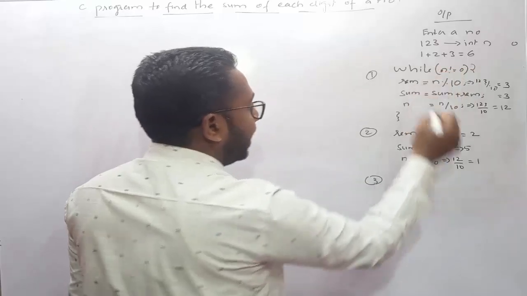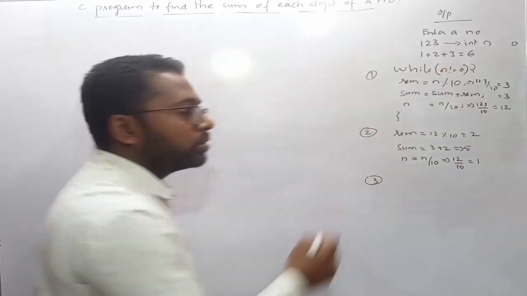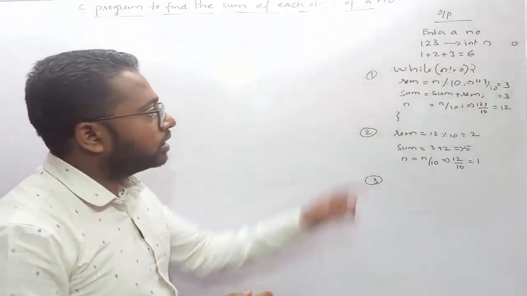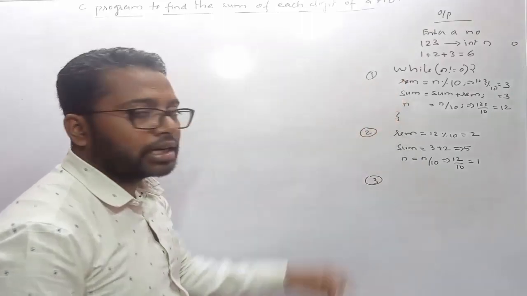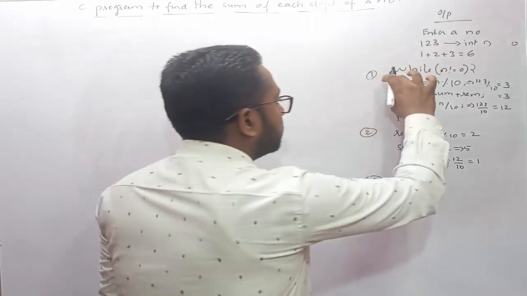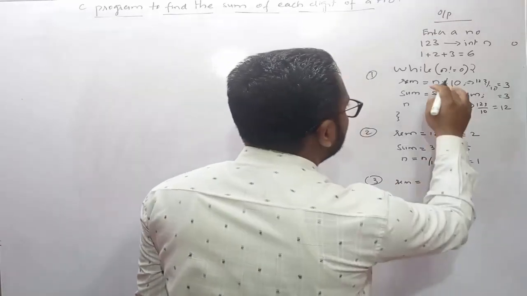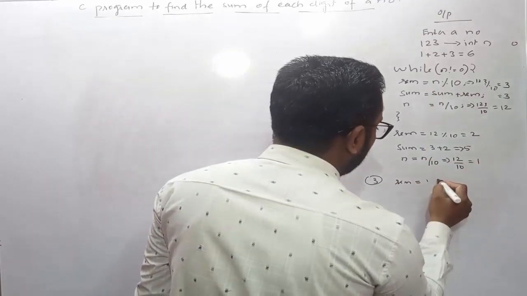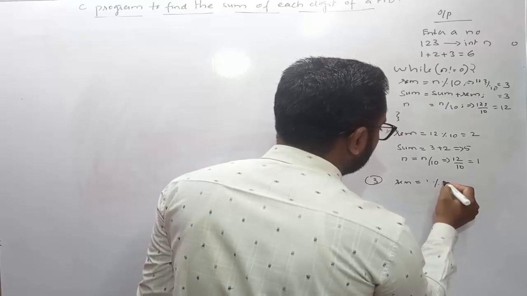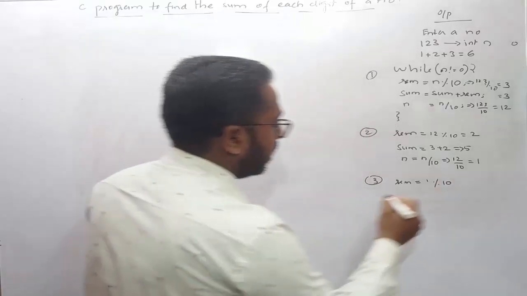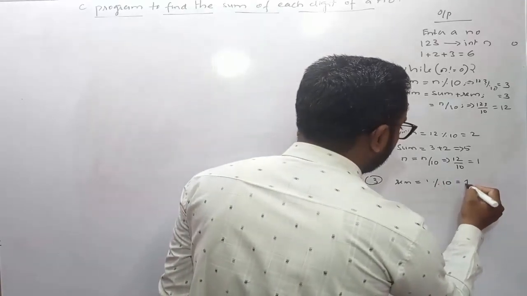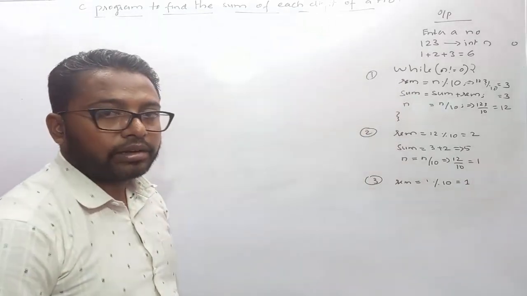Now while n is 1, 1 is not equal to 0. Yes, the condition is true. When the condition becomes true, control will come inside the while loop to perform the same 3 tasks. Reminder is equal to n, which is 1. 1 mod 10, and we will get 1 as the reminder.